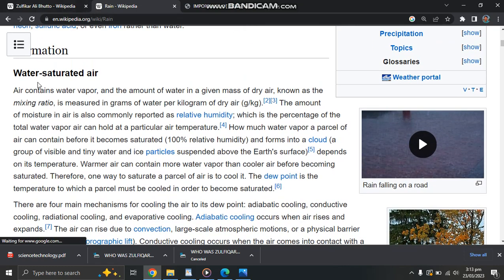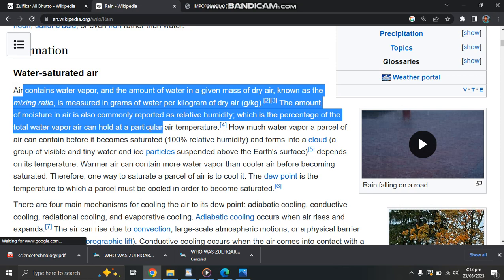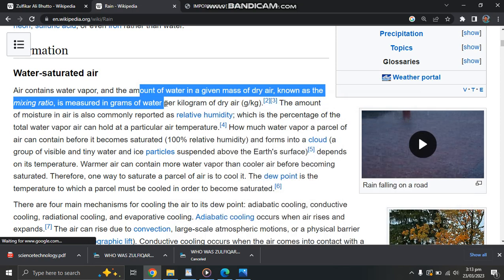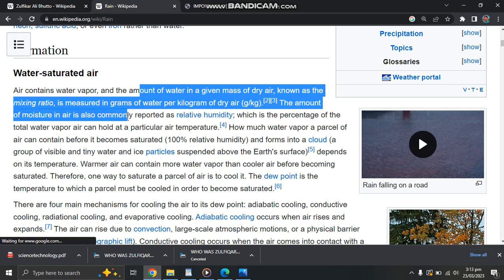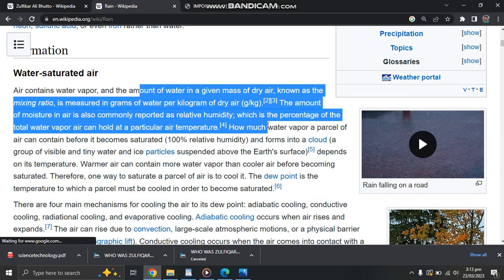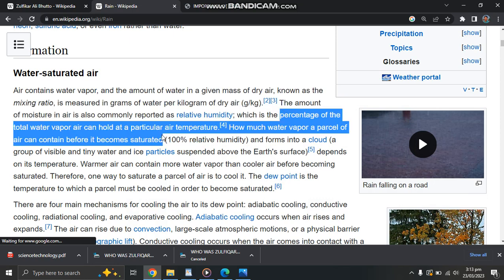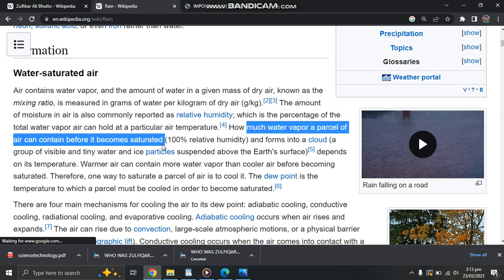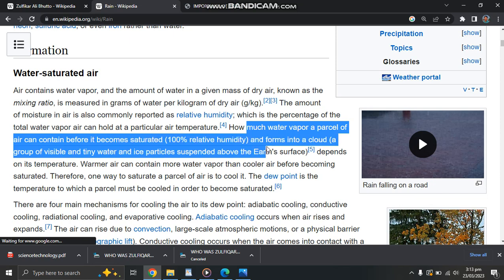Water saturated air. Air contains water vapor, and the amount of water in a given mass of dry air, known as the mixing ratio, is measured in grams of water per kilogram of dry air. The amount of moisture in air is also commonly reported by the relative humidity, which is the percentage of the total water vapor the air can hold at a particular air temperature. How much water vapor a parcel of air can contain before it becomes saturated is 100% relative humidity.